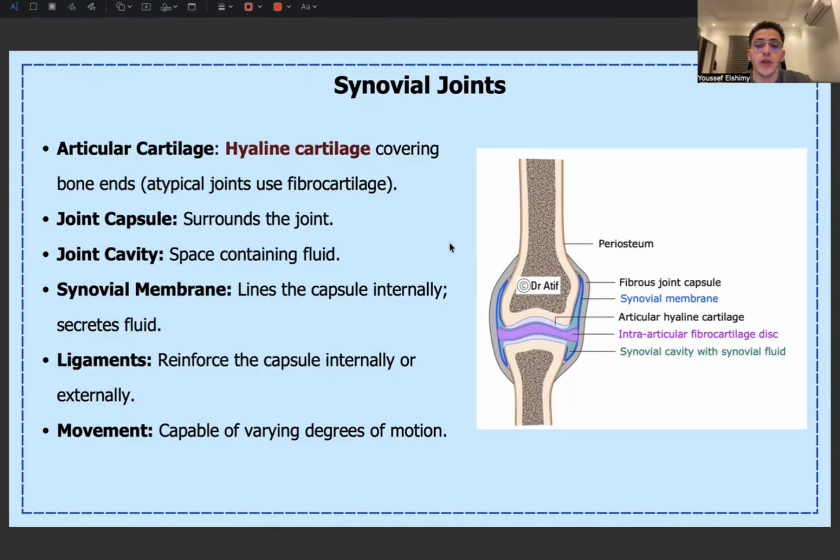So what you have to know from this slide is that hyaline cartilage covers the ends of the bone in synovial joints. There's a capsule with a cavity inside that contains the synovial fluid. It is secreted by the synovial membrane, which lines the internal capsule. Then we have some ligaments that reinforce the stability of the joint. Then we mentioned that synovial joints are freely movable, so they are capable of varying degrees of motion.